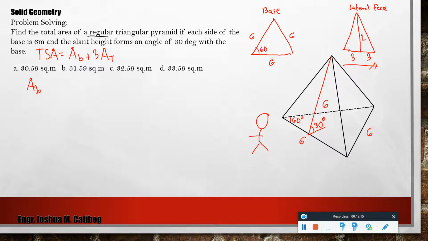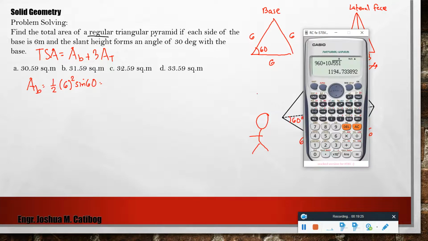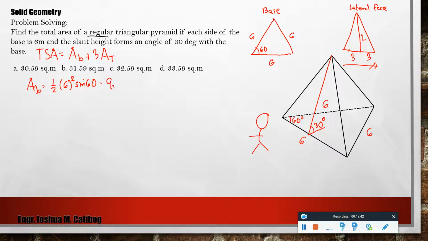Therefore, we can use the formula for the area of the base. 1/2 of our AB, so we have here 6 squared sine of 60 degrees. So from here, what is our area of the base? 1/2 times 6 squared times sine of 60. So we have here 9 square root of 3. So ito muna yung ating gamiting area of the base, 9 square root of 3. So this is in square meters.